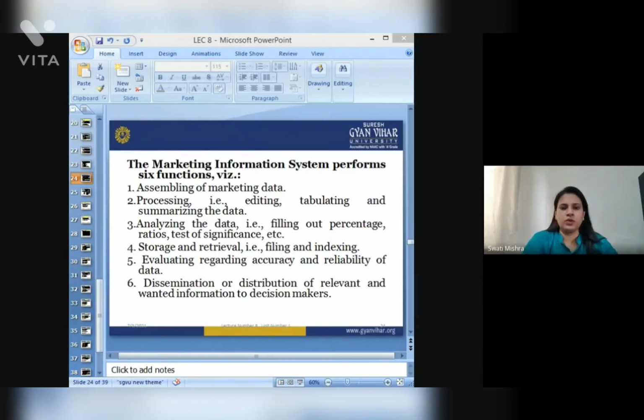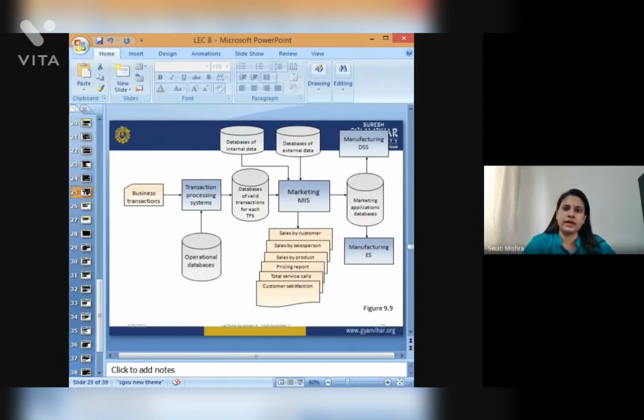So with this, we move ahead, and I'll just show you the diagrammatic representation of a marketing information system. It is quite similar to the management information system that I had earlier shown you. And the output reports of your MIS can be the sales reports by the customers, salesperson, product, pricing report, any kind of total service calls, or maybe the customer satisfaction reports, and so on.